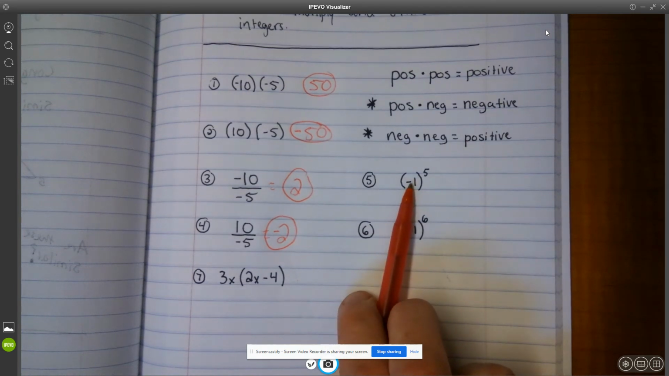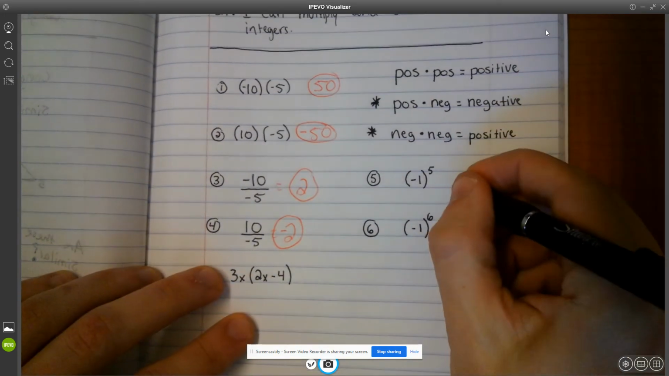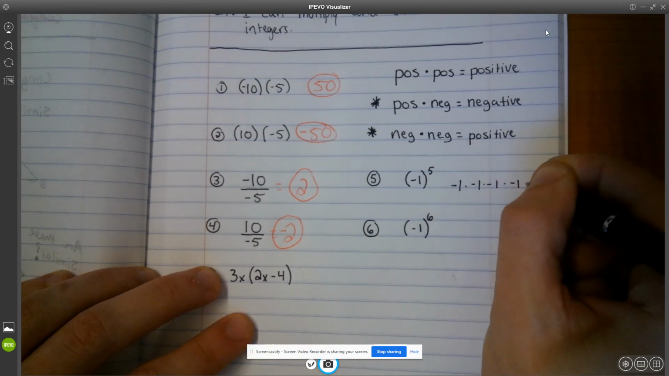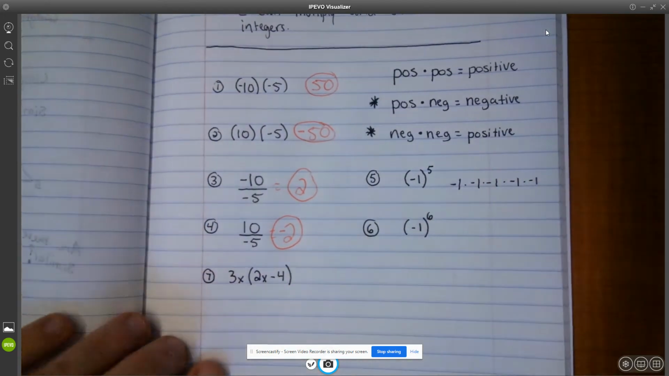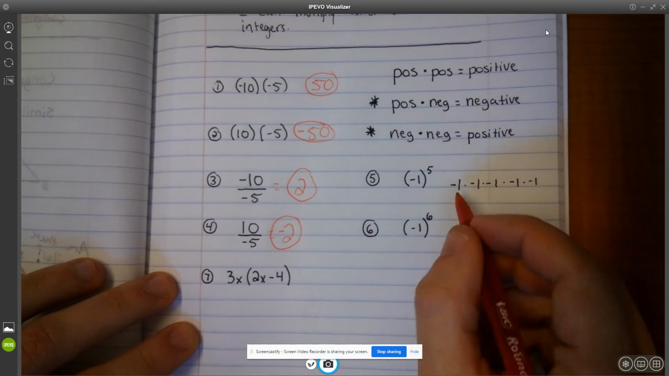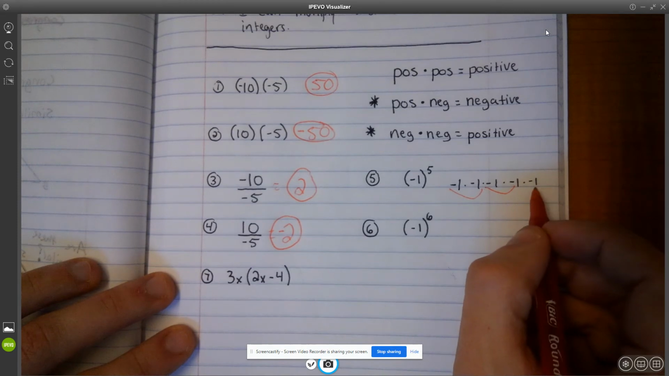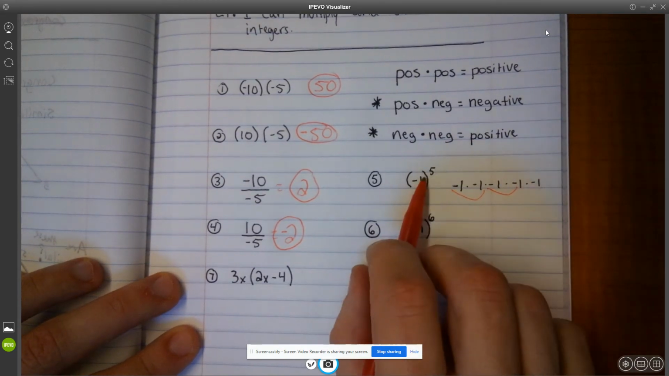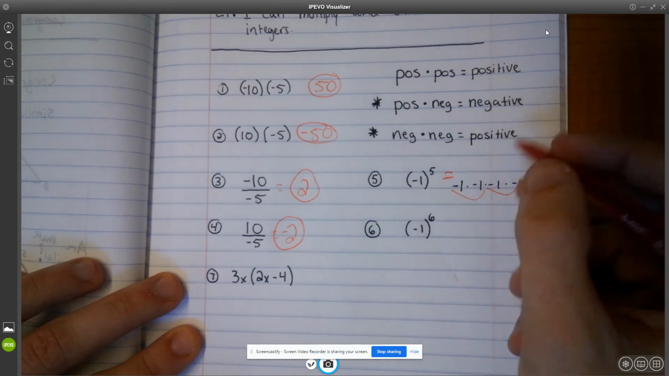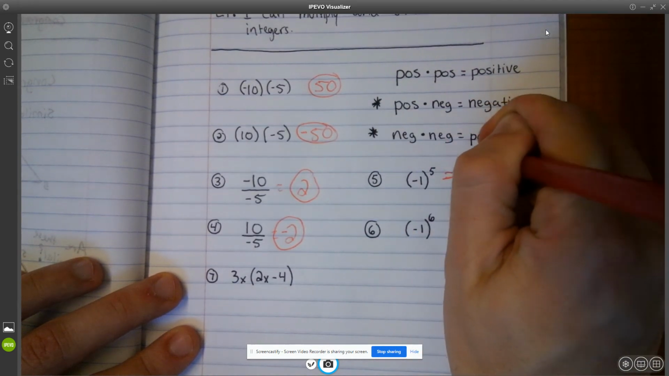Number 5, negative 1 to the 5th power. Same exact thing. What this means is negative 1 times itself 5 times. So negative 1 times negative 1 times negative 1 times negative 1, that's 1, 2, 3, 4, 5. If we were to do that, we could count these all up. But these two negatives would cancel each other. These two negatives would cancel each other. And I'd have one negative left. In other words, since this is an odd number, this is automatically going to be negative because we're going to have that one extra. Well, 1 times itself is just 1. So this is negative 1.